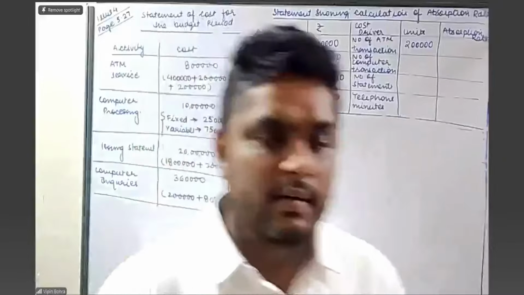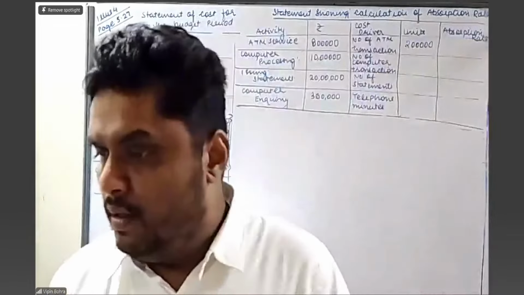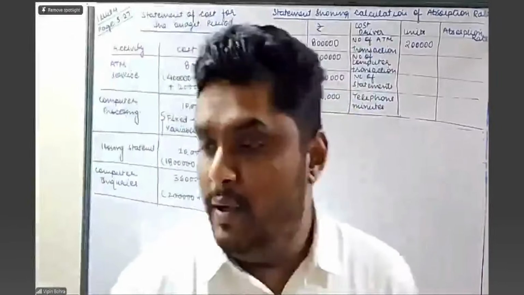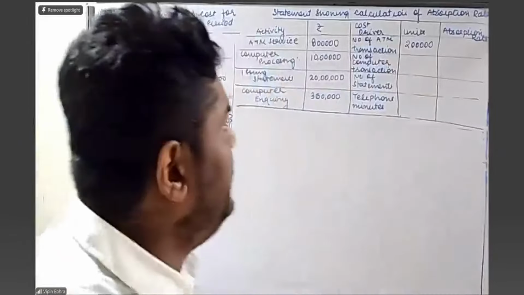One minute, guys. When talking about the number of computer processing transaction, the number of computer transaction, it is given 15 lakh, 2 lakh and 3 lakh. So total it will be 20 lakh.